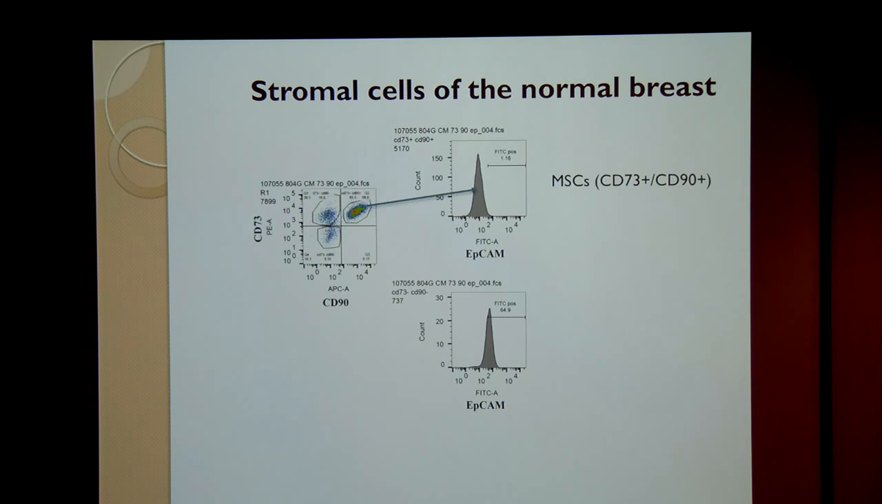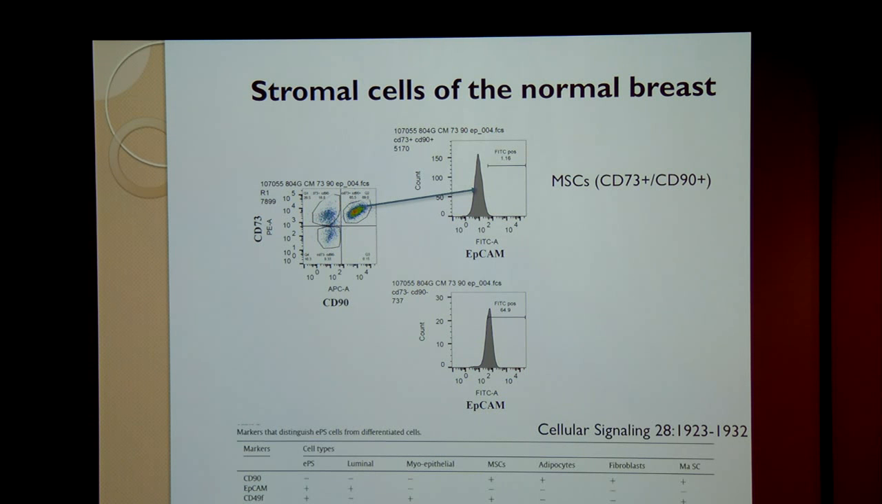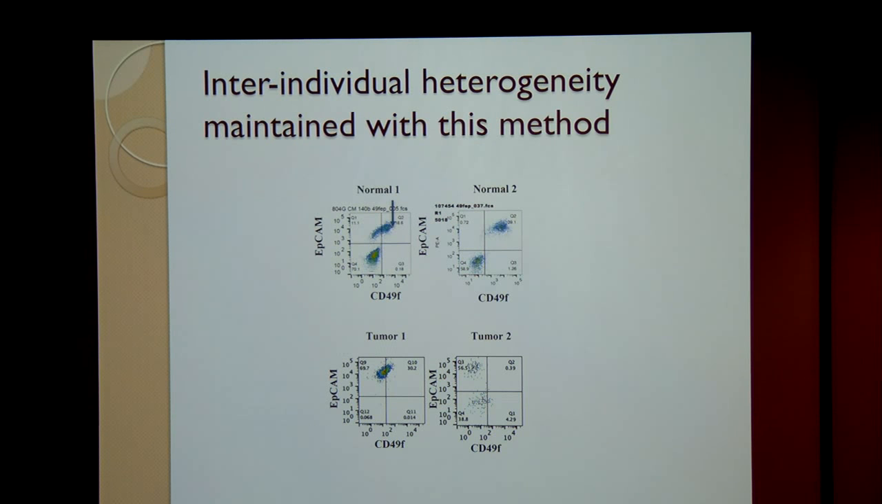With this method, we can grow out the mesenchymal stem cells from the normal breast. And these are the 4 cell types we can grow: the EPS, luminal, myoepithelial, and mesenchymal stem cells from a single core biopsy from a healthy breast. And this method is useful to grow even the normal breast as well as tumor.